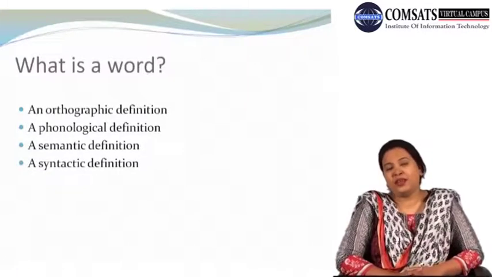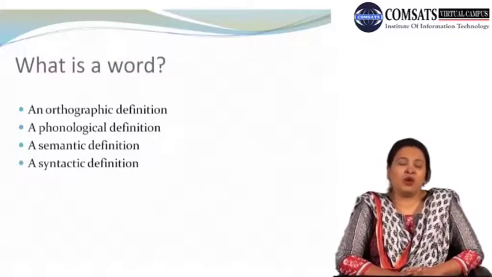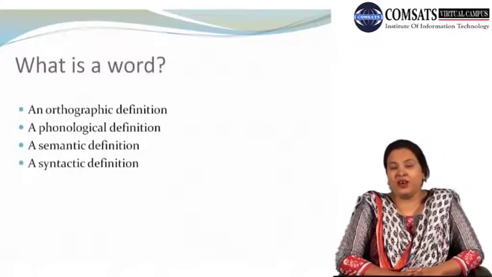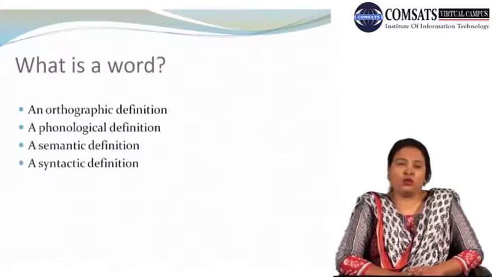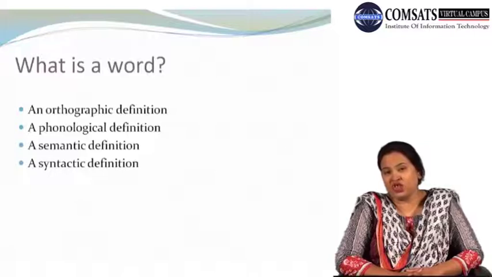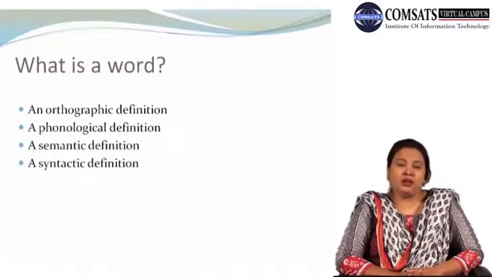If you don't know, let me tell you that word is something complicated, a complicated word. So I can say that word is a complicated word because it has different definitions with respect to different disciplines. Word has an orthographical definition, a phonological definition, a semantic definition, and a syntactic definition. Every discipline defines word in its own way with respect to the ways they use the terminology word.